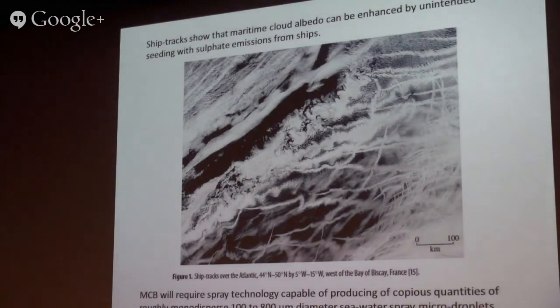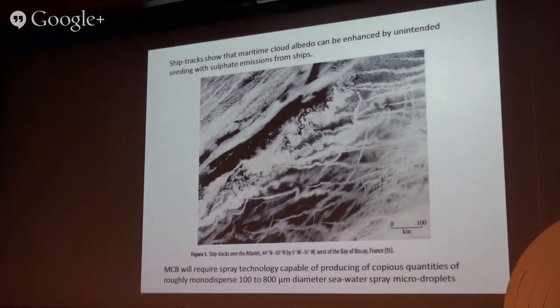This is a picture of ship tracks, which form when ships, freighters, sail through and release sulfur, which catalyzes the formation of these clouds. So it's basically pollution that's being emitted, and that is known to catalyze the formation of clouds. The real question for marine cloud brightening is, can we do this intentionally with sea salt? And so to do that, we need a technology that produces a very fine mist.